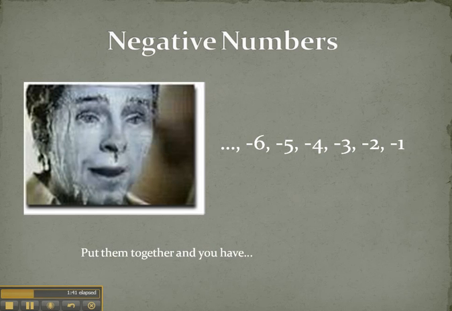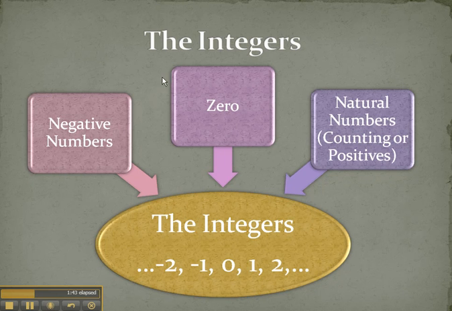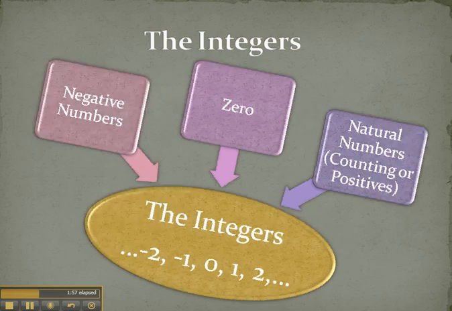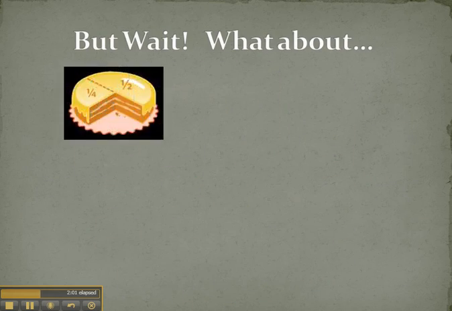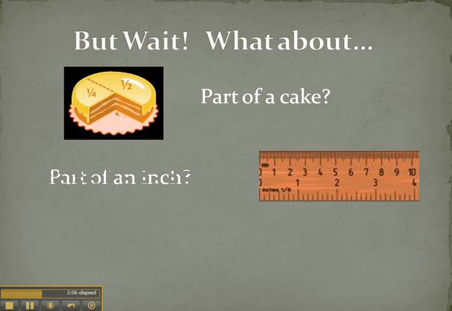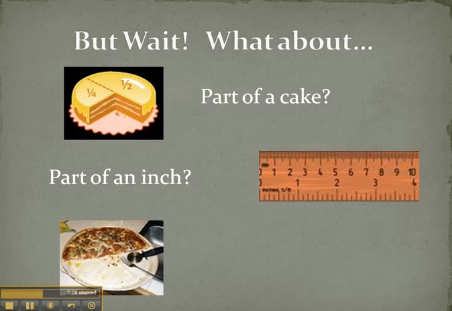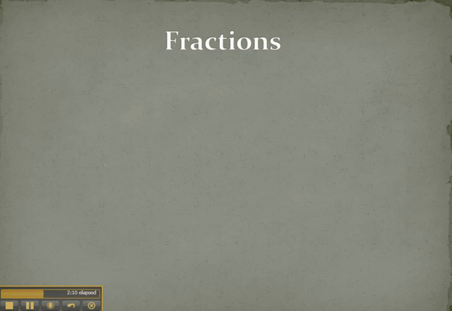Now when we put together the negative numbers along with 0 and the positives, which remember, 0 and the natural numbers is called the whole number set, when we add the negative numbers to that, we have a new set that's called the integers. But we still don't have any way to describe parts of things, part of a cake, part of an inch, part of a pizza. So we learn that there are these things called fractions.